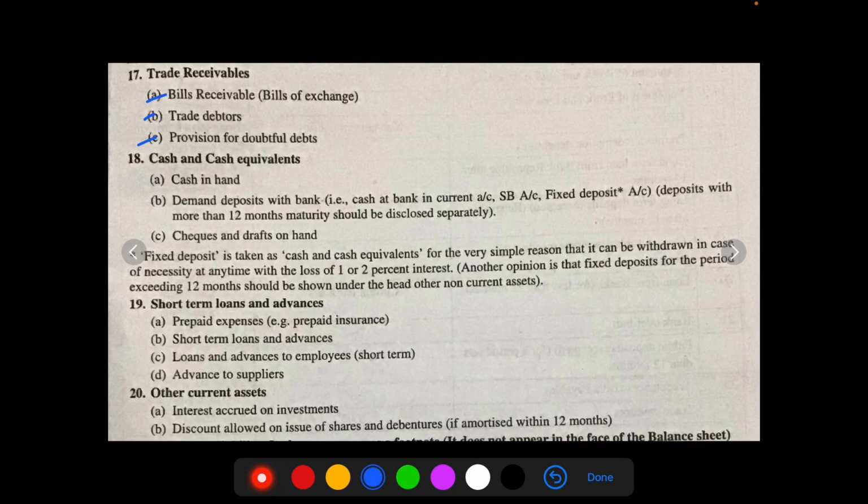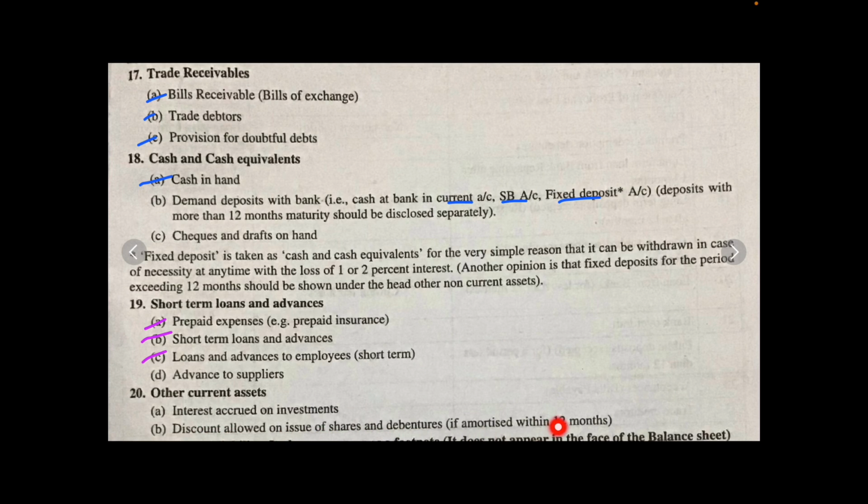Cash and cash equivalents, for this, students, one is cash in hand. Two, it will be in the form of demand deposits with bank, that is in the form of current accounts, savings bank account, fixed deposit account, and so on. Followed by, we will have cheques and drafts on hand. So all put together, we will call it cash and cash equivalents. Then we have short-term loans and advances. Under this, prepaid expenses, short-term loans and advances, then loans and advances to employees. At the end, we have other current assets like interest accrued on investments, or it can be discount allowed on issue of shares and debentures. So students, with all these subheadings, you should be able to solve the problems.